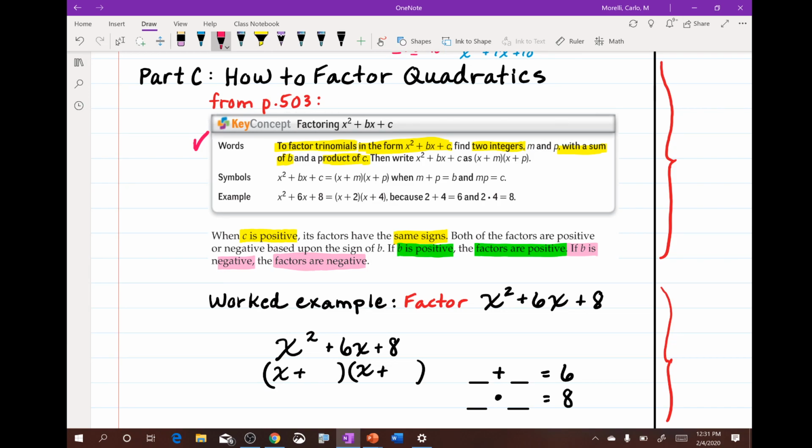Okay? You don't have to write this. Just write, to factor trinomials in the form x squared plus bx plus c, find two integers with a sum of b and product of c. Another way of saying that is find two integers that add to equal the middle term and multiply to equal the last term. Then I want you to write down this. Write everything that you see in that sentence there.